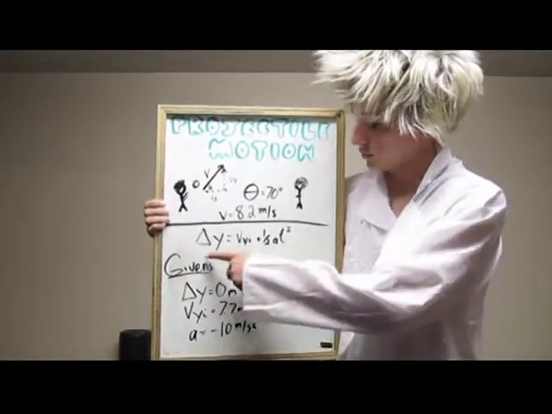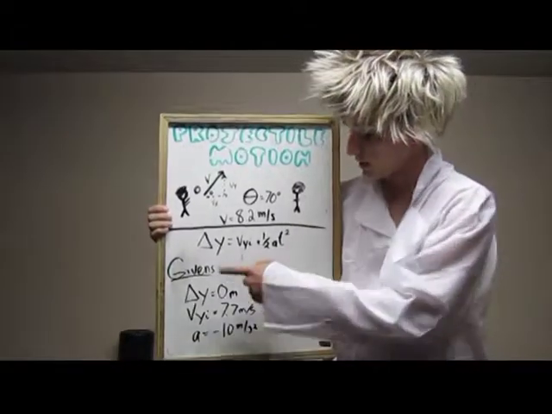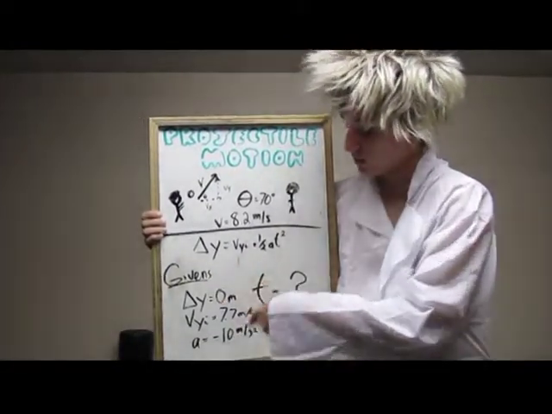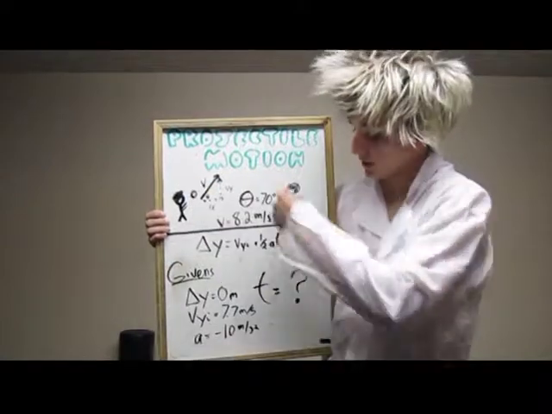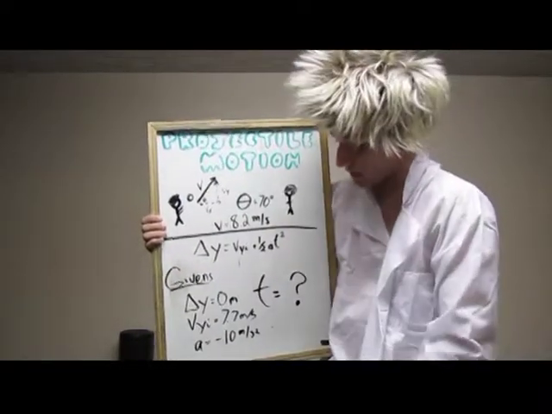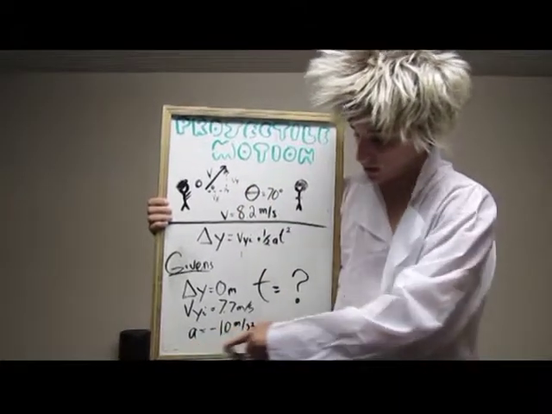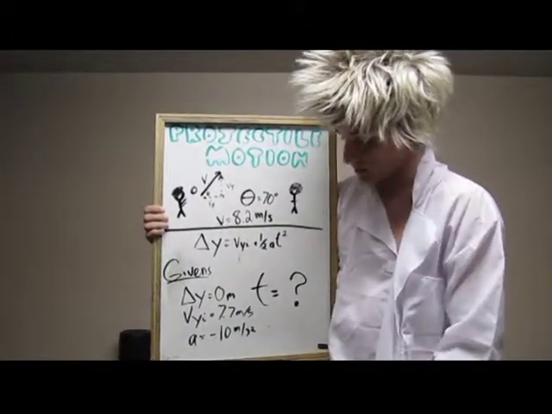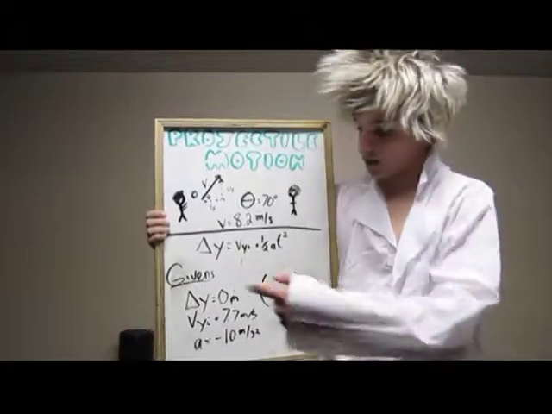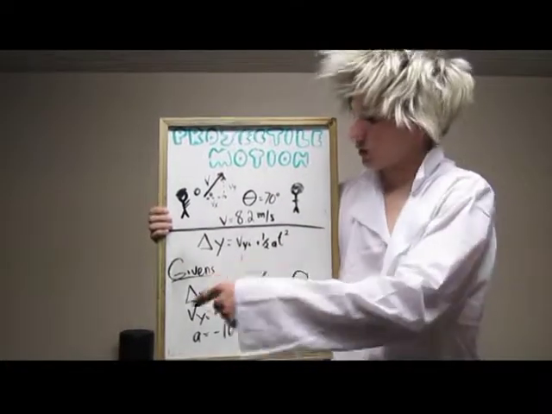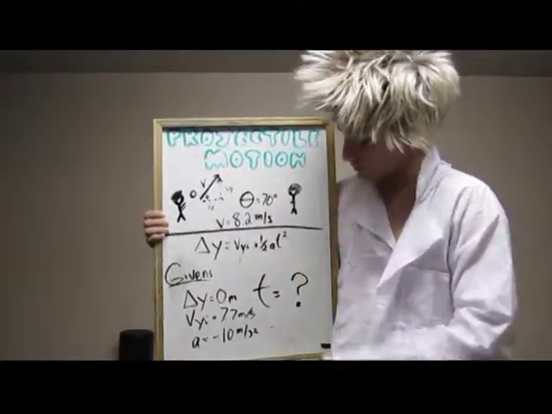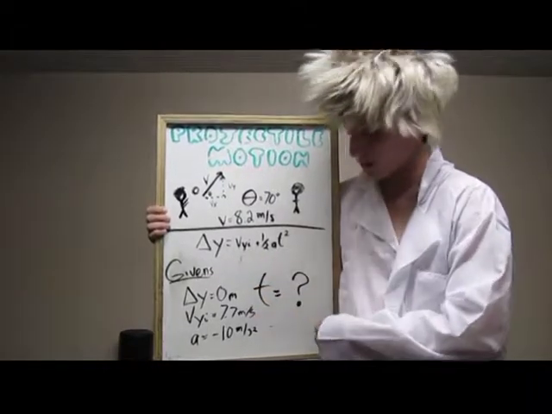Okay, I choose this kinematic formula, and we're given delta y equals 0 because it started at 0 and ended at 0 at the end of the loop. And Vyi equals 7.7, which we already found, and the acceleration due to gravity, negative 10 meters per second squared. Now, even though we're only looking for half the loop, we're going to do the whole loop to find a time. So we're looking for time equals question mark.